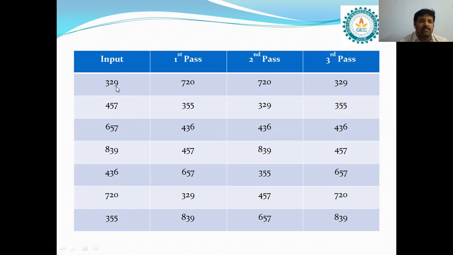What is the value at the ones place? In the first element, the value at the ones place is 9. In the second element, it is 7. In the third element, it is 7. And in the next ones, it is 9, 6, 0, and 5. Now we can sort the elements depending upon the values present at the ones place.